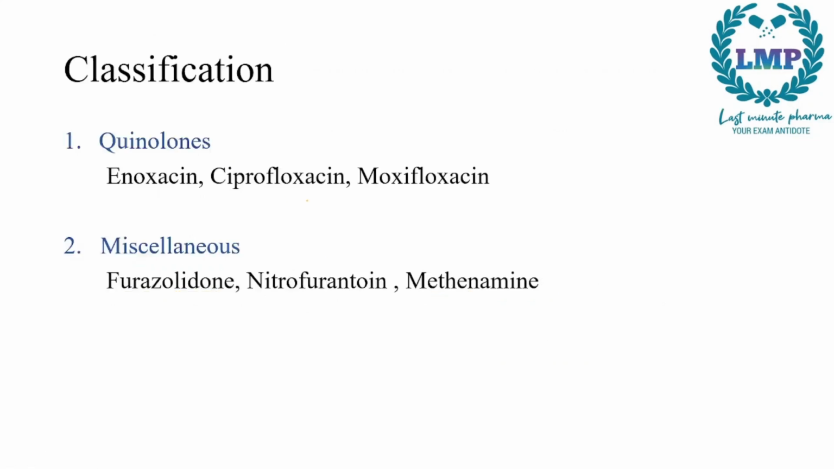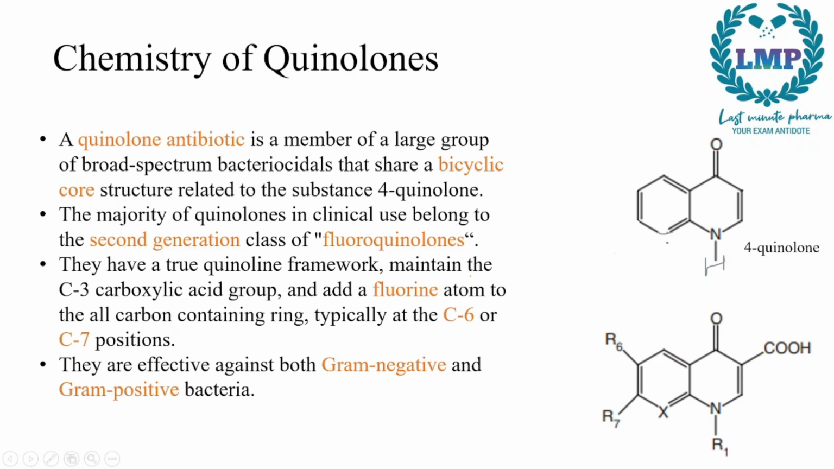Next we have the classification of urinary tract anti-infectives. In that we have two major classifications. One is quinolones and the second one is miscellaneous. So in quinolones we will have many quinolones like enoxacin, ciprofloxacin, moxifloxacin. In miscellaneous we will have furazolidone, nitrofurantoin and methenamine.